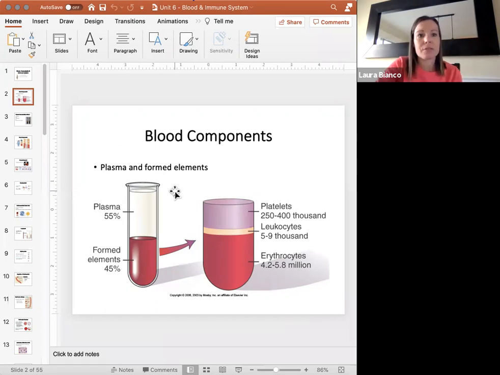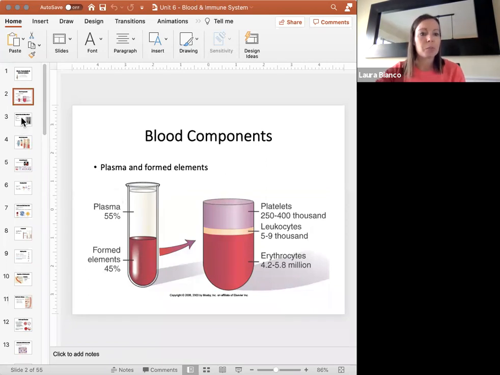Usually we think of connective tissues as being things like adipose tissue or like tendons and ligaments, but blood is actually a liquid connective tissue. And it consists of plasma, which is the liquid matrix of blood. And it also consists of blood cells, which are called formed elements. And these are solid particles that are found in the plasma.